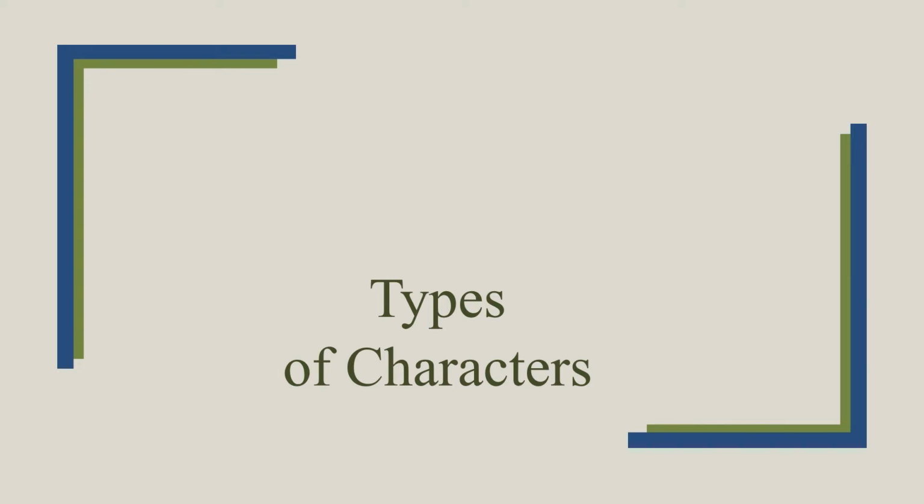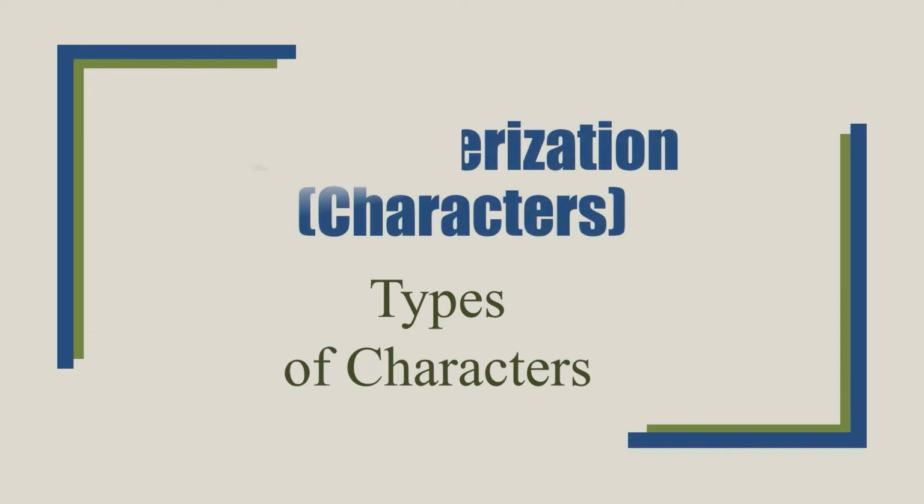We are on types of characters, a subtopic under the topic characterization or characters. So that's what we are going to look at. When we talk of characters, we realize that we have different kinds, right? So we are going to look at what are the various types? If you want to group them, how do we group them?